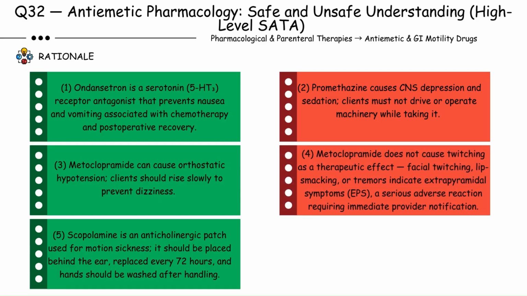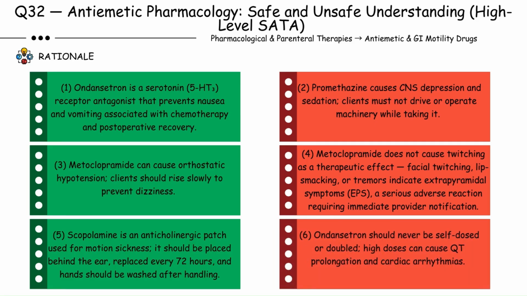Option 4, incorrect and dangerous. Facial twitching, lip smacking, or involuntary movements while on metoclopramide are extrapyramidal symptoms. These are serious adverse reactions, not signs that the medication is working. They require immediate provider notification. Option 6, incorrect. Doubling ondansetron is unsafe. High doses increase the risk of QT prolongation and arrhythmias. Clients should never self-adjust antiemetic dosing.